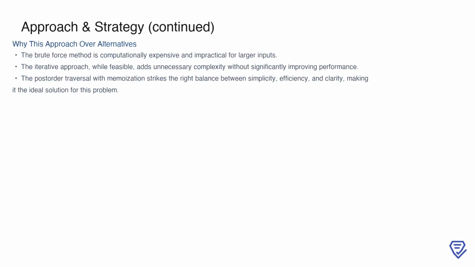The optimized post-order traversal with memoization was chosen over the other approaches for several reasons. The brute force method, while simple, is computationally expensive and becomes impractical as the input size grows. On the other hand, the iterative approach using level-order traversal, though feasible, introduces unnecessary complexity without offering any significant performance gains. By contrast, the post-order traversal approach provides the right combination of efficiency, simplicity, and clarity.